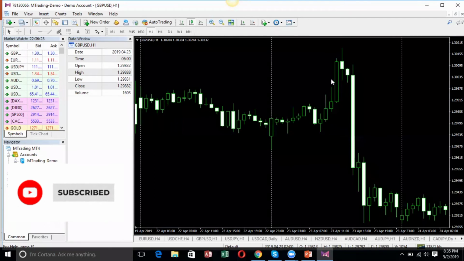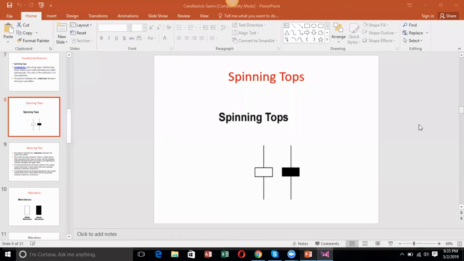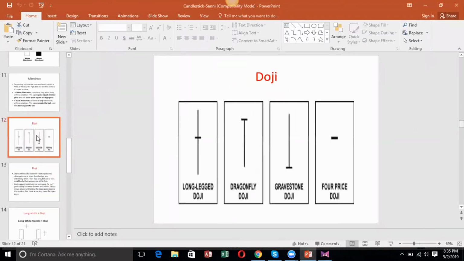In this case now, you can see the market was going up till this spinning top appeared, and it did a good job here by breaking it down. We'll move to another candlestick pattern, which we will be looking at. We call it Doji.